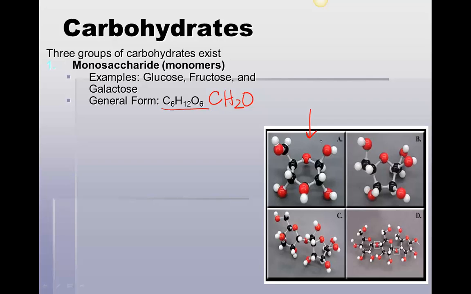Monosaccharides look something like this. They're a single ring-shaped structure. You can see that ring in the middle. And they're just a monomer. They're just a single unit.